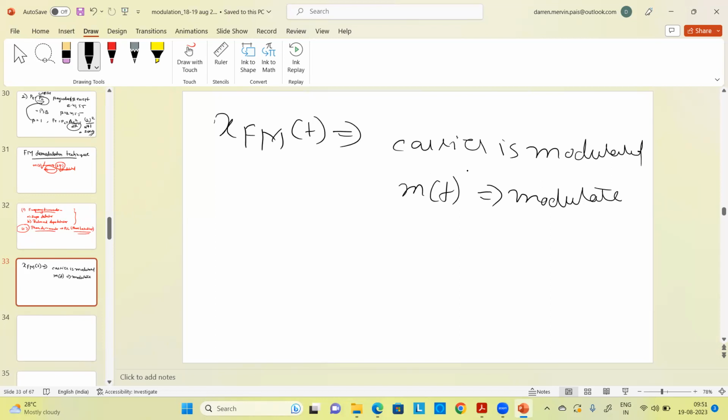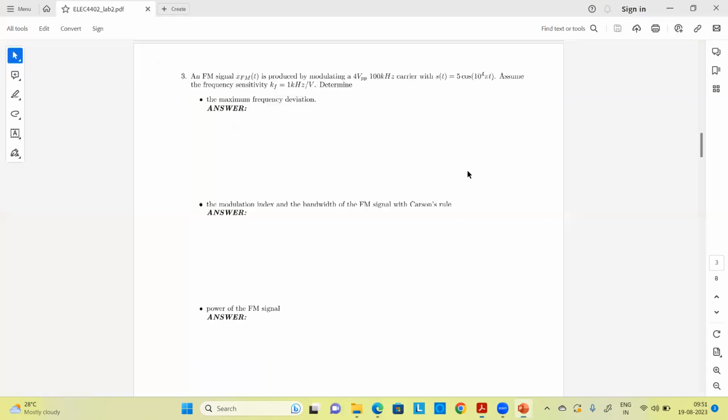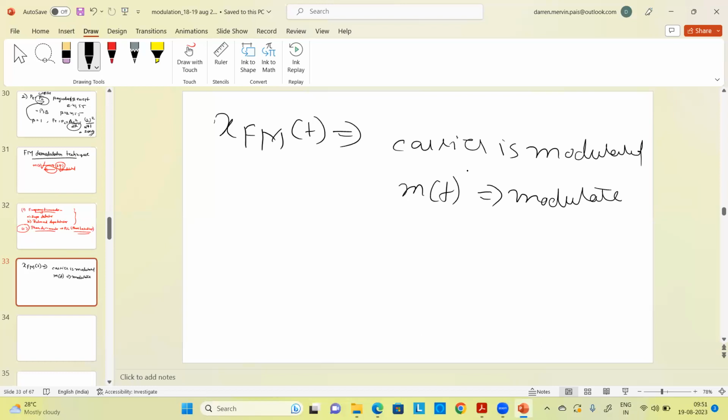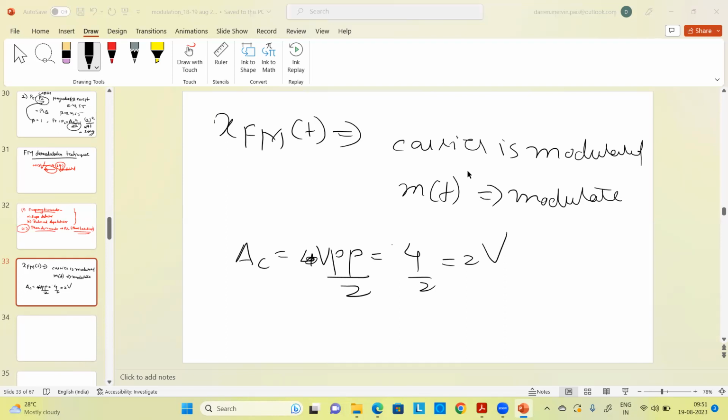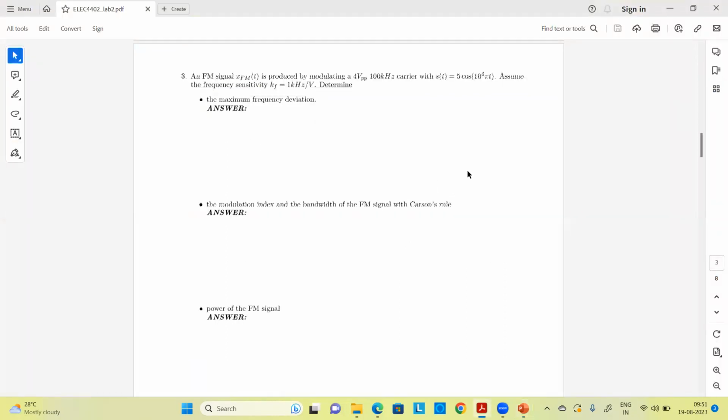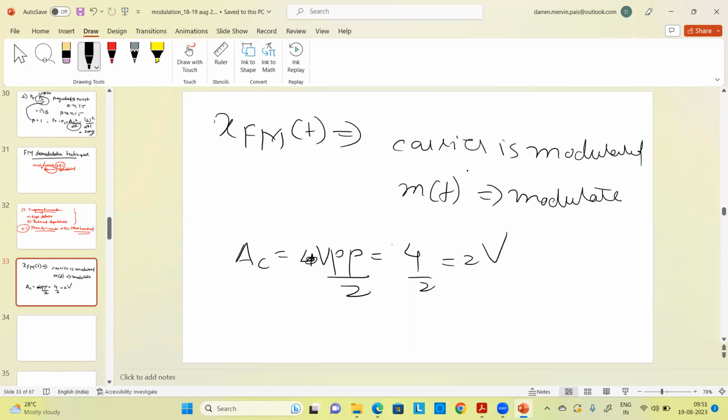They might not give it as c(t), s(t), m(t), but they'll give you this. So it's produced by modulating a 4-volt peak to peak. That means what? They're giving the value of Ac, right? Ac is equal to 4-volt peak to peak, which is peak to peak by 2, so 4 by 2 is equal to 2 volts. Any doubts here, Jerry? No. So this is a carrier, along with a 100 kilohertz carrier. So fc is given as 100 kilohertz.